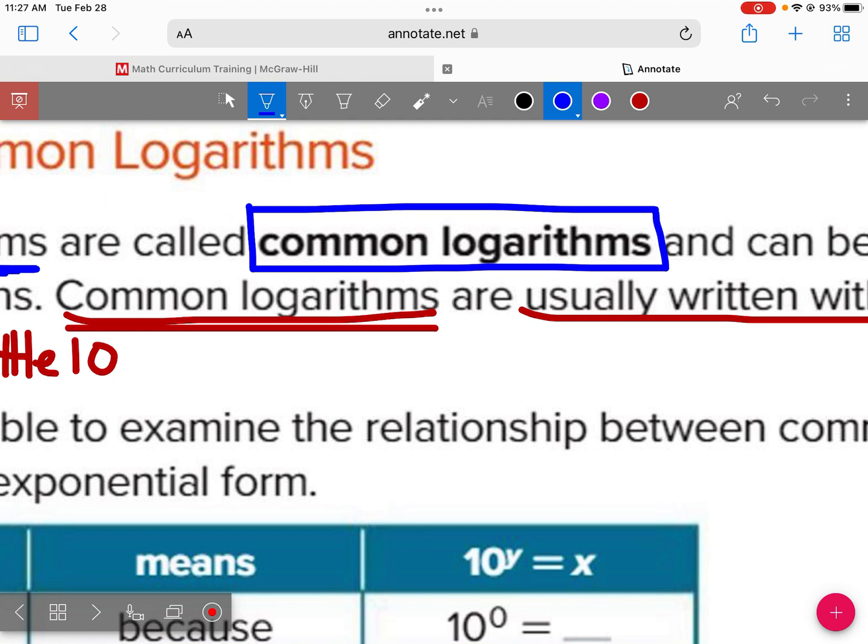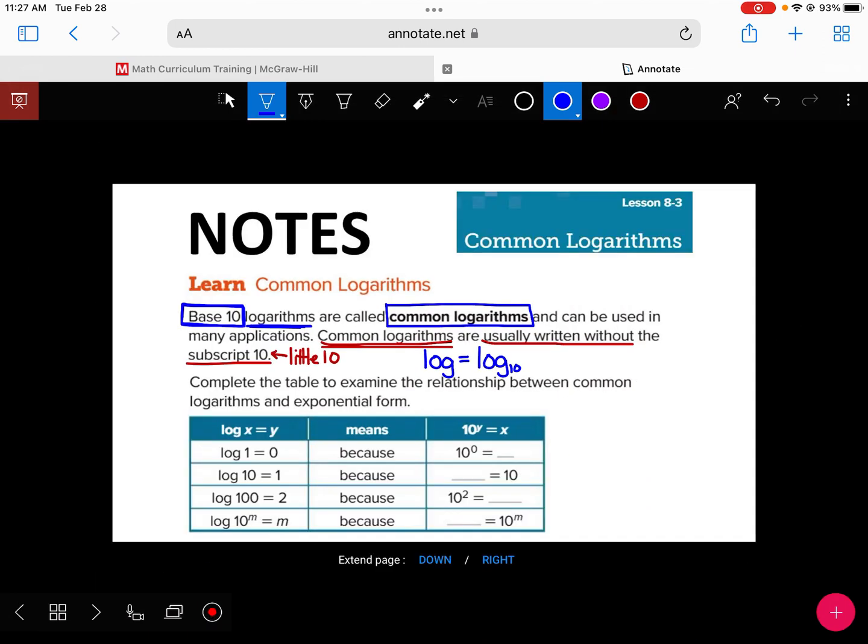So when you see just log, that is exactly the same as log with a little 10 there. Same exact meaning.